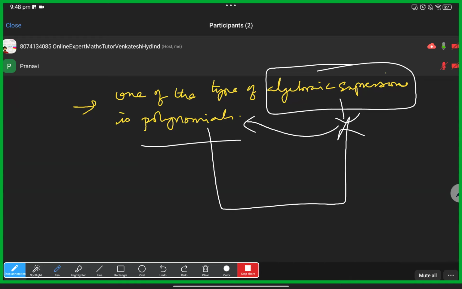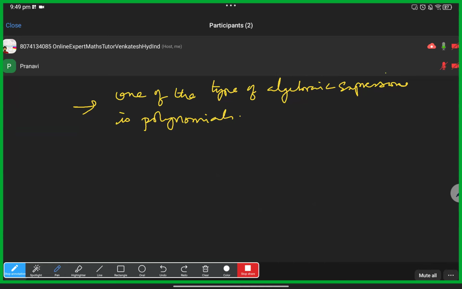Like that, all the terminating decimals and non-terminating recurring decimals are part of rational numbers. Here, polynomials is just part of algebraic expressions. It is one of the types, simply put. So algebraic expressions is a big thing. In that, polynomials is one part.